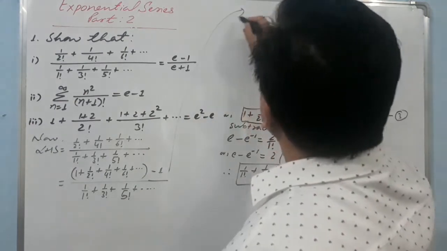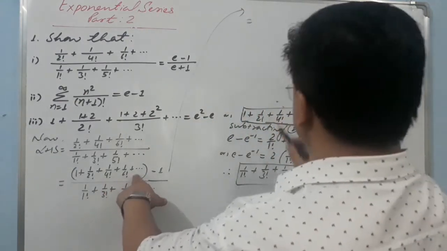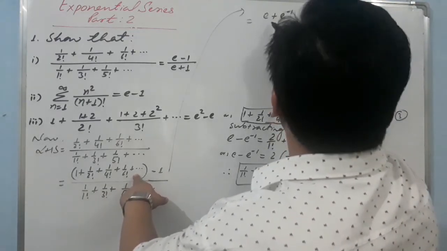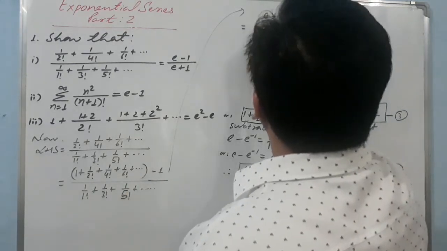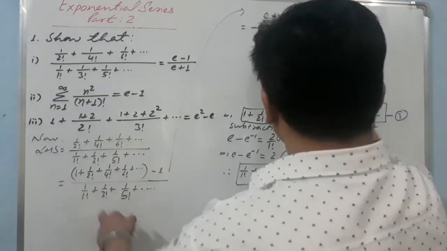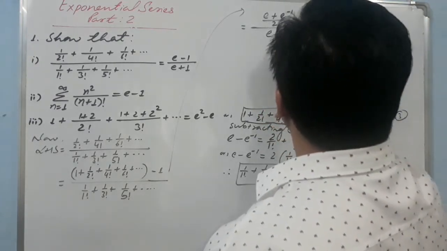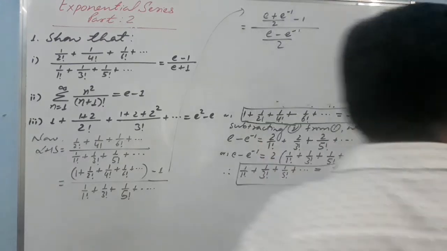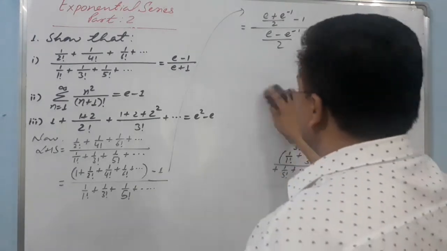I'm going to write down here: is equal to, instead of this result, (e + e^(-1))/2 - 1 upon, instead of this we can write (e - e^(-1))/2. Now we have used these two results. Now I'm going to erase from here.